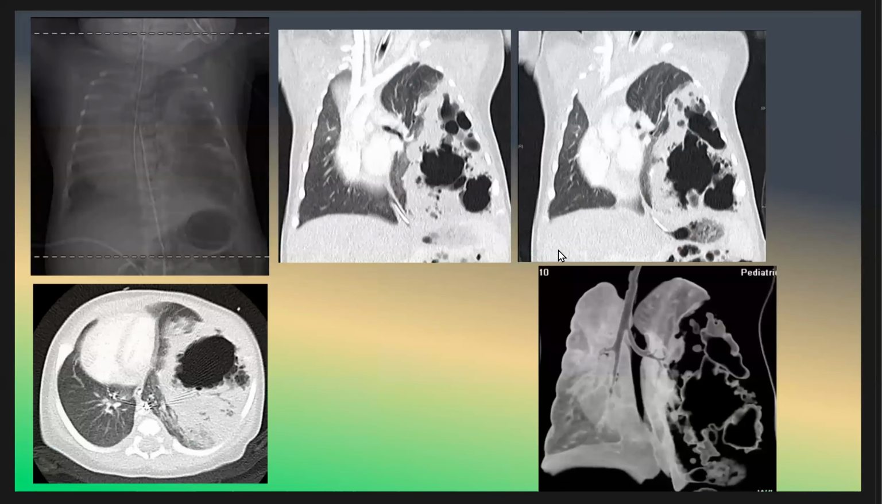Okay, this is a new case. This patient also presented with respiratory distress. What do you think the patient has? We have the CT scan, scout, and we have the CT scan and coronal, axial, and 3D. Okay, the patient has congenital cystic adenomatoid malformation or CPAM. We see multiple cysts, large cyst involving the left kidney and consistent with type 1.